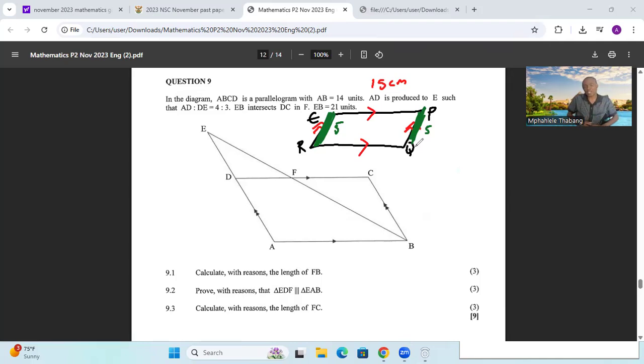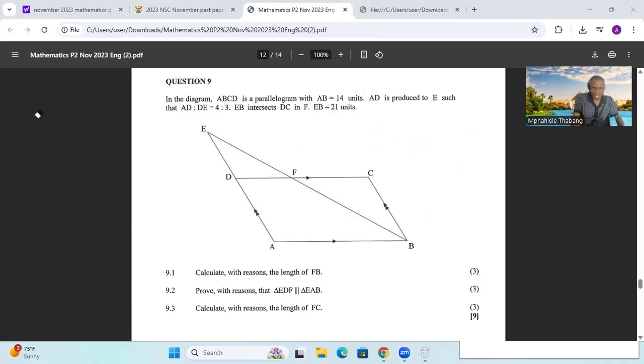There are other properties such as diagonals of a parallelogram bisect each other, and opposite angles of a parallelogram are equal. But for now, I just want us to focus on this property. Opposite sides of a parallelogram are parallel and equal. This property is going to be useful in this question 9 of November 2023. So let's go back to reading the problem. They are saying in the diagram, ABCD is a parallelogram, which means, remember, the opposite sides are parallel.